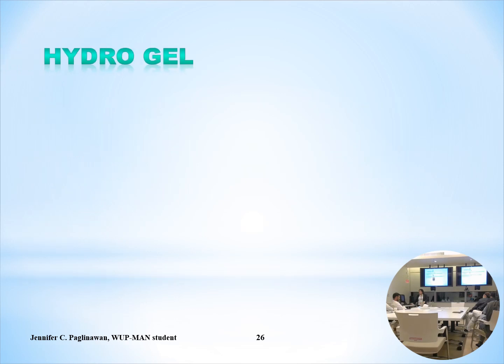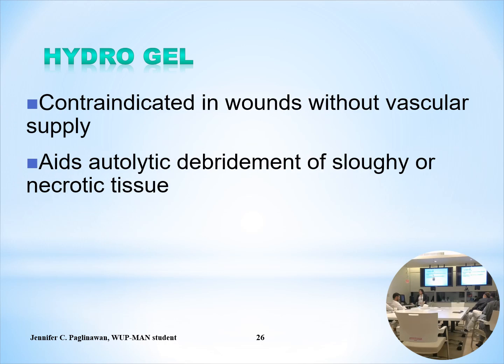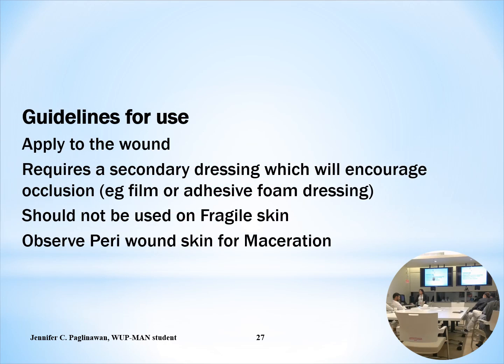Hydrogel is contraindicated in wounds without vascular supply. And then it aids in autolytic debridement on sloughy and necrotic tissue. Guidelines for use. Apply to the wound. It requires a secondary dressing which will encourage occlusion. Examples are the film or adhesive foam dressing. Should not be used on fragile skin. Observe the wound's surrounding skin for maceration. So we have the Medihoney as an example of this, and Duoderm gel.